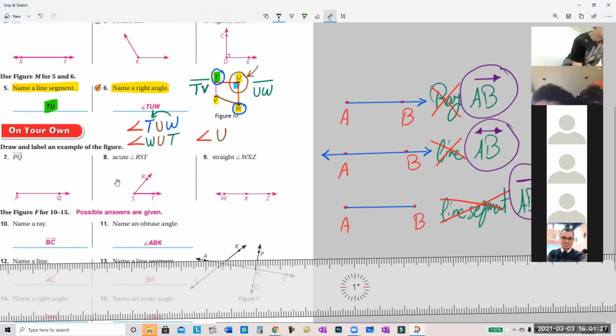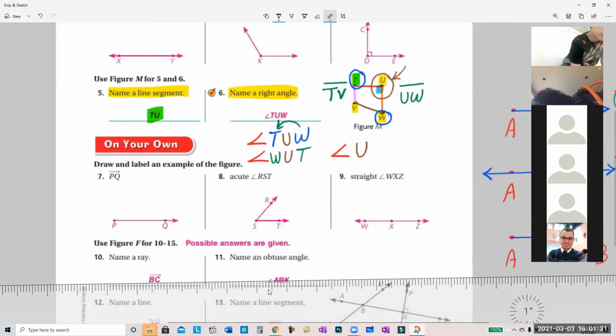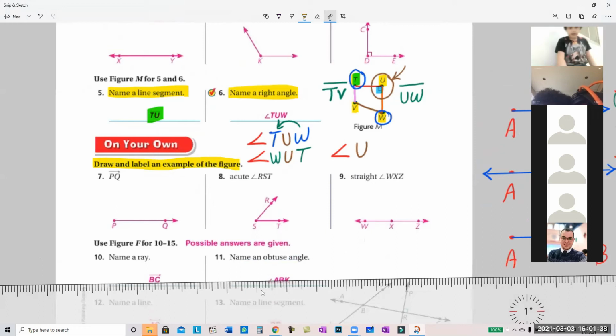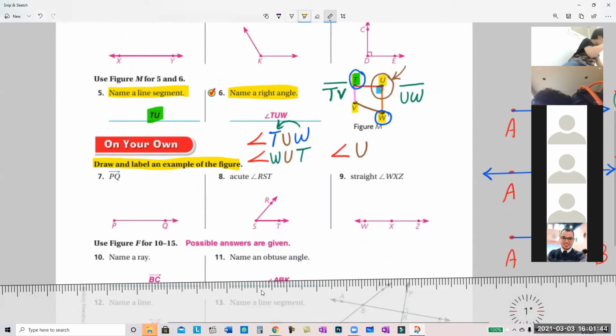Okay, let's go back to our book. Now, draw and label an example of the figure. As you see here, we have BQ, and BQ here. What is the type of the line, ray or line or line segment? I need someone to help here.